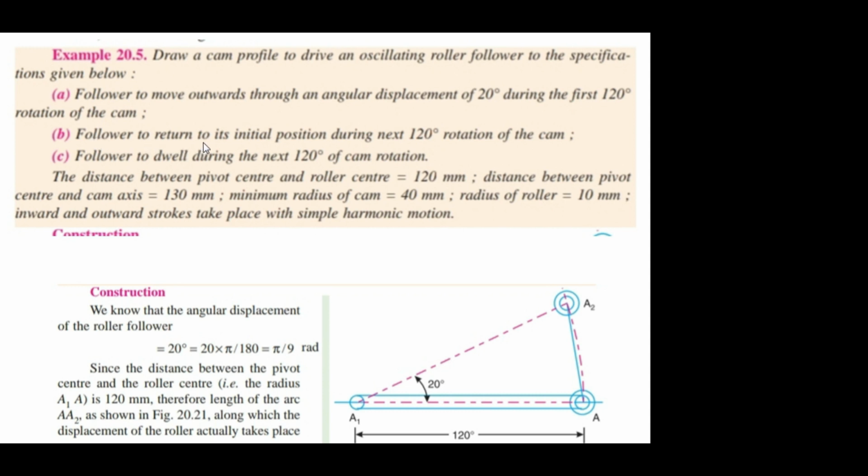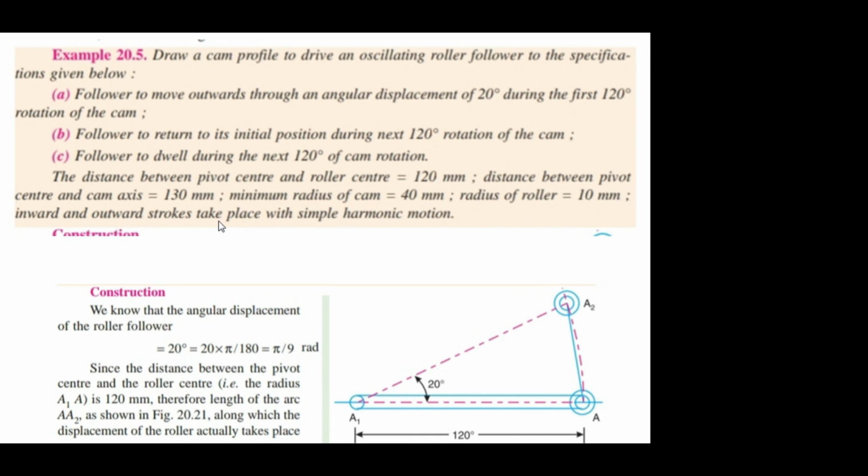Second, follower to return to its initial position during next 120 degree rotation of cam. And third, follower to dwell during the next 120 degree rotation of the cam. The distance between the pivot center and the roller center is equal to 120 mm. The distance between pivot center and cam axis is equal to 130 mm. Minimum radius of cam is equal to 40 mm. Radius of roller is equal to 10 mm.